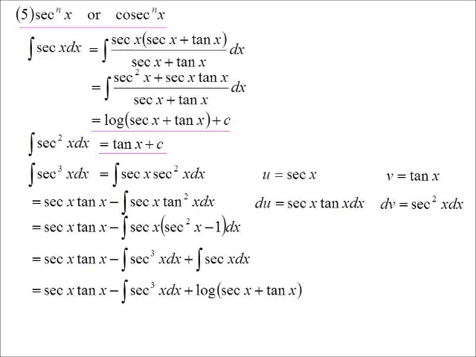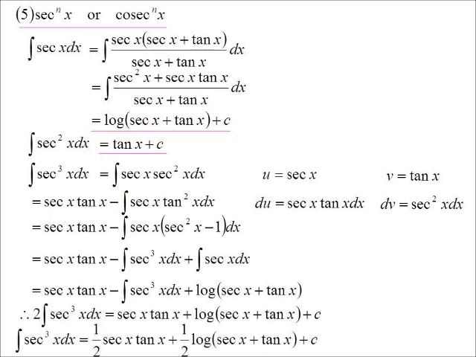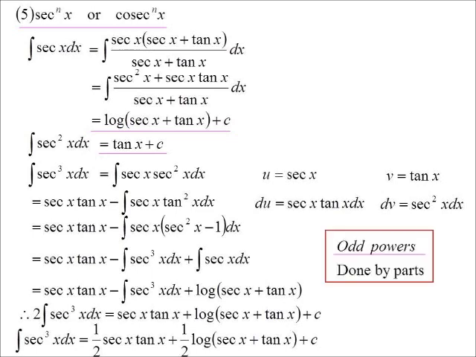So now it's one of those ones where I'm going to treat it like an equation rather than a whole heap of working out. I'll move that integral of sec cubed to the other side. 2 times the integral of sec cubed, so therefore divide everything by 2, and we have our answer for sec cubed. So sec cubed I'm going to do by parts. Whenever you've got an odd power for sec, you're going to end up doing it by parts.